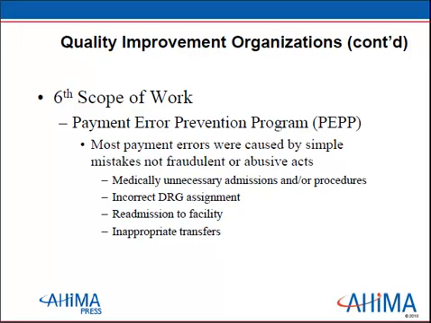The 6th scope of work was the PEP. This was, as I said, the 6th scope of work, but most payment errors they found were caused by simple mistakes that were not fraud and not abuse. They were just simple mistakes. So the coder really truly thought that they were coding correctly. The patients were transferred when they shouldn't have been, things like that.